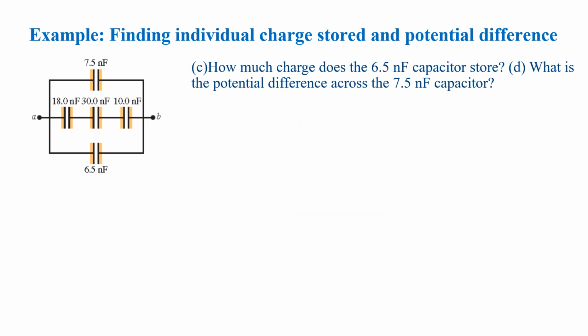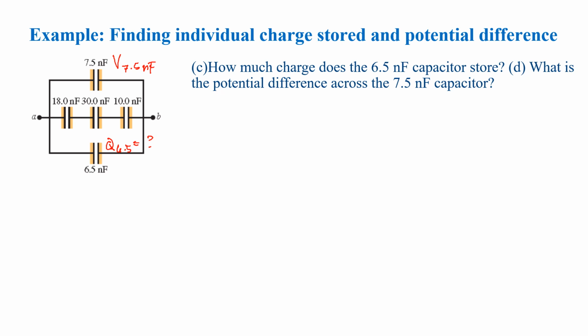Now let us solve the last problem. How much charge does the 6.5 nanofarad capacitor store, and what is the potential difference across the 7.5 nanofarad capacitor? So we are asked for the Q of the 6.5 and also for the V, the potential difference, at the 7.5 nanofarad capacitor.